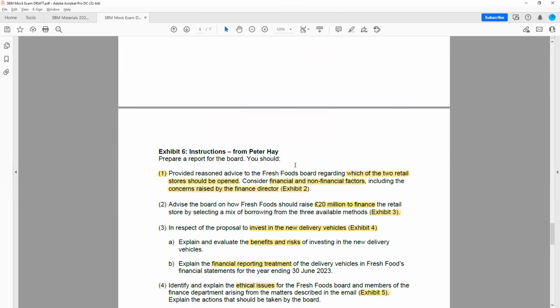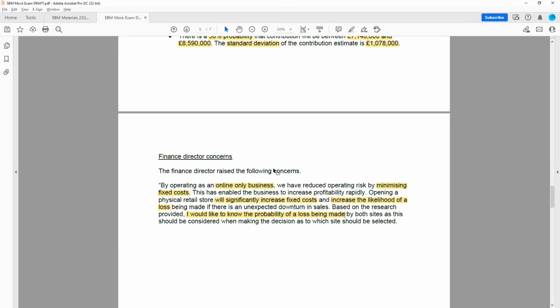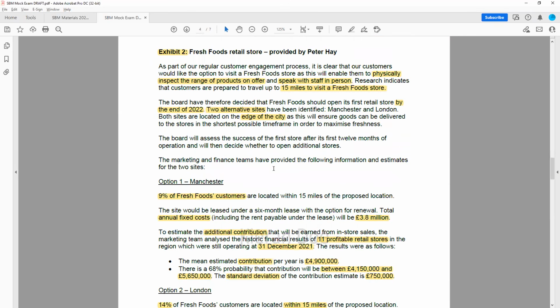I do this several times just to make sure I answer that specific question that the examiner's asked for. Reasons advice to the board, which of the 2 stores should be open, consider financial and non-financial factors, such as statistics, including the concerns raised by the FD. So we've kind of got the 2 sites here. We've already thought about some of the points we might make.